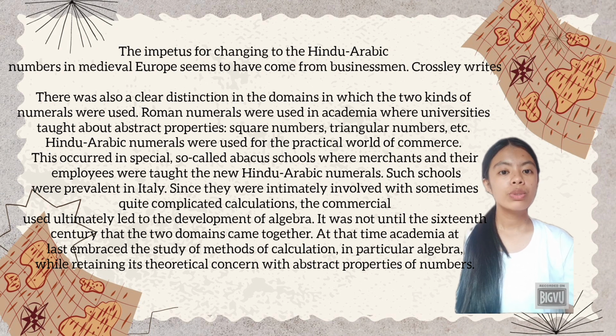Crossley writes, there was also a clear distinction in the domains in which the two kinds of numerals were used. Roman numerals were used in academia, where universities taught about abstract properties, square numbers, triangular numbers, etc. Hindu-Arabic numerals were used for the practical world of commerce. These occurred in special, so-called abacus schools, where merchants and their employees were taught the new Hindu-Arabic numerals. Such schools were prevalent in Italy, since they were intimately involved with sometimes quite complicated calculations.